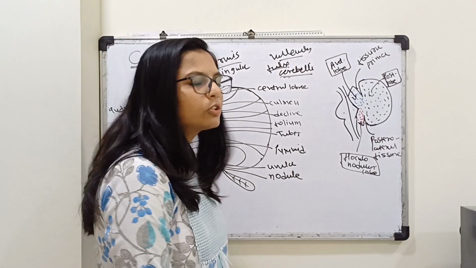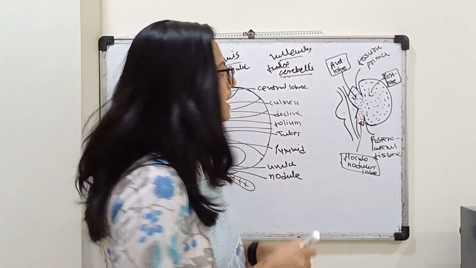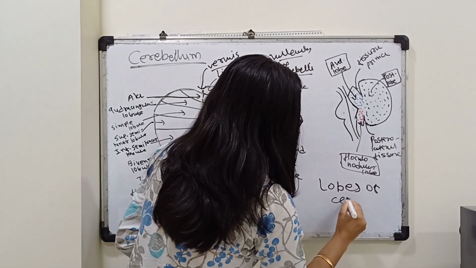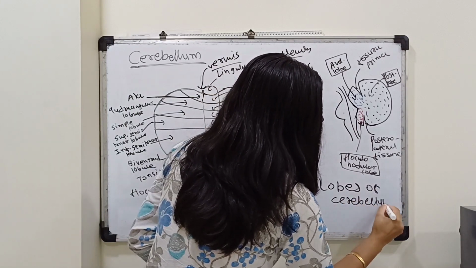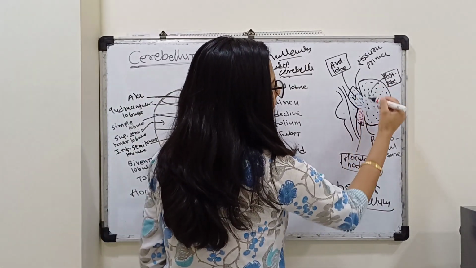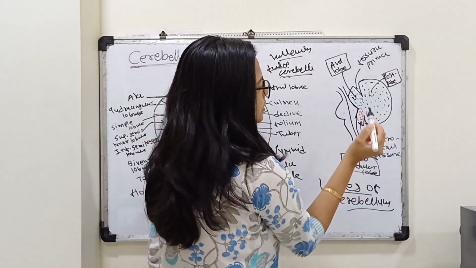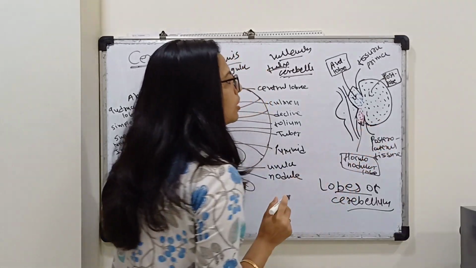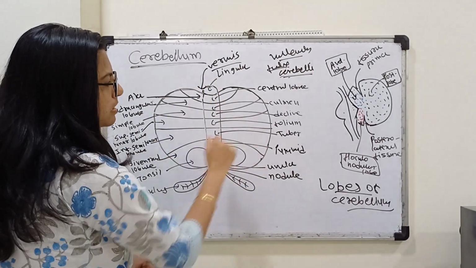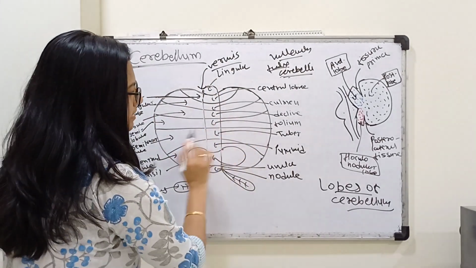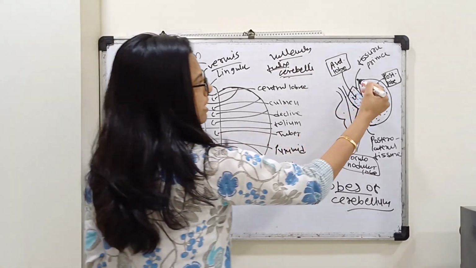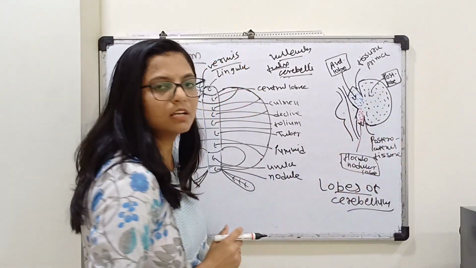Another thing that you have to remember about the lobes of the cerebellum. Okay, about the lobes of cerebellum. Okay, there are total 3 lobes: anterior lobe, middle lobe, or also we can say the posterior lobe, and flocculonodular lobe. Okay, so we know that the whole cerebellum is cut by many fissures, but we have to remember the horizontal fissures, fissura prima, and posterior lateral fissure.